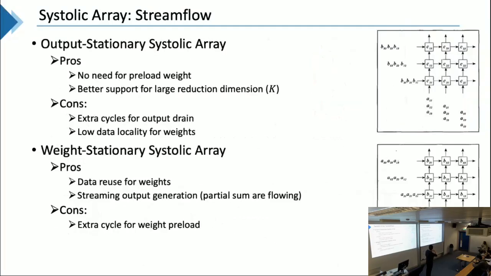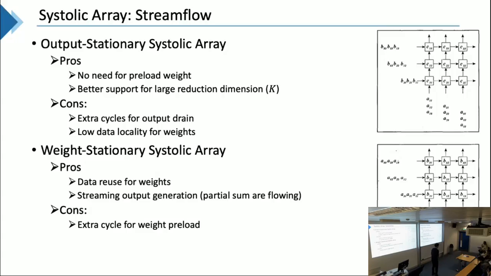And for weight stationary, the advantage is that if your weights have high data locality, by caching these weights inside your PE, you can exploit this data locality. It's more like caching, right? You cache this input data in your PE so you can reuse it again. You don't need to load it from the global memory and transfer it back. So this is the advantage of weight stationary.